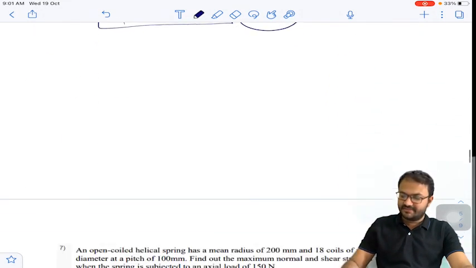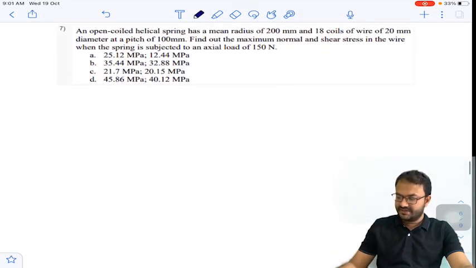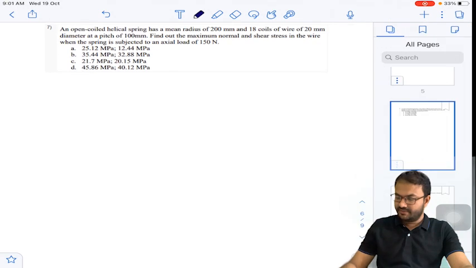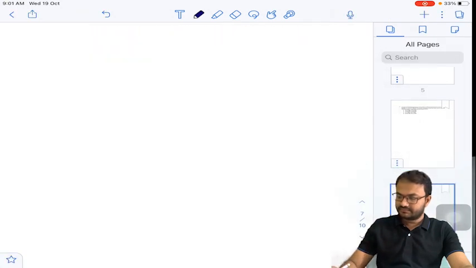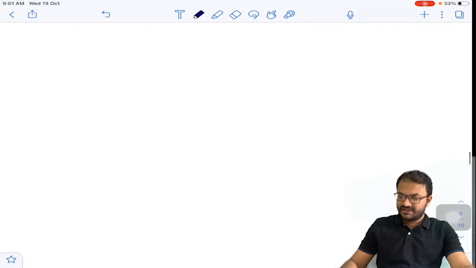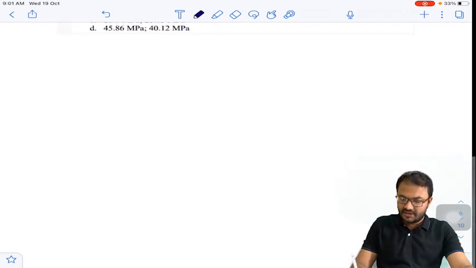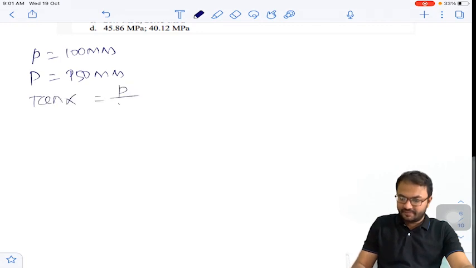Coming to question number 7 of the assignment, it is a very lengthy question. So I'm taking one more page. He has given all the data. So small p is 100 mm, and axial load capital P is 150 mm. Calculate tan alpha, which is small p divided by 2 pi r.